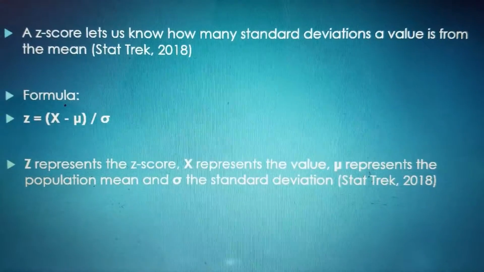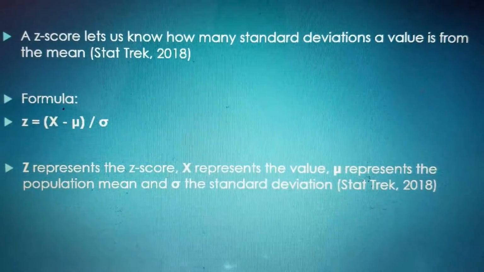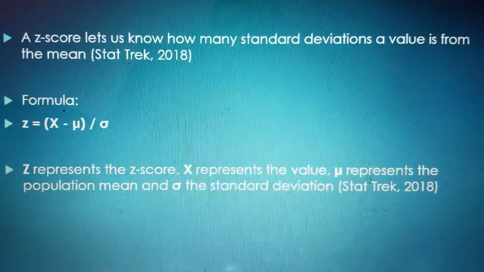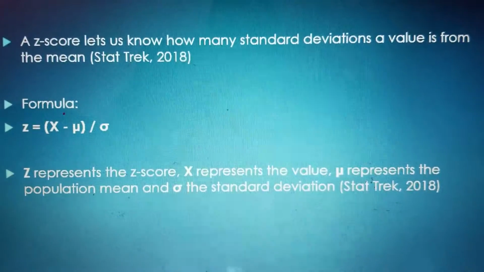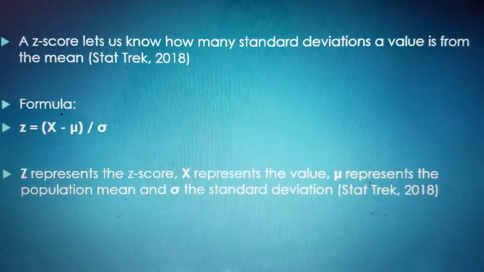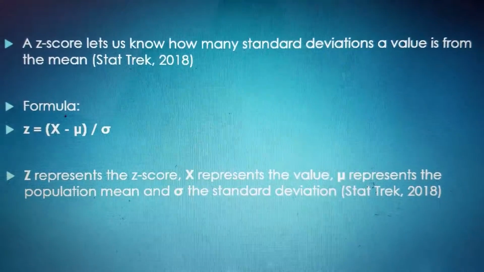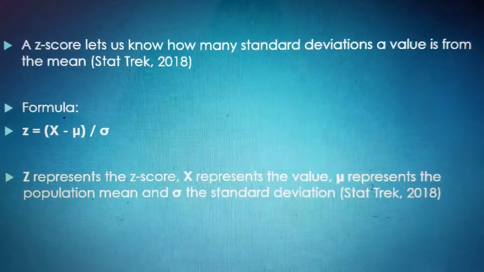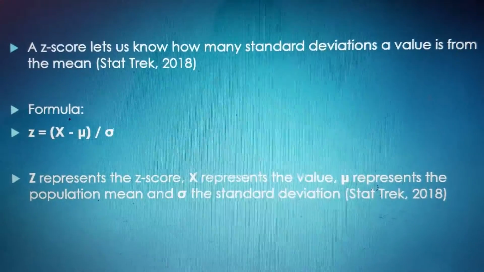So I first want to start off my presentation by talking about what Z-scores are exactly. A Z-score lets us know how many standard deviations a value is from the mean. We do have the formula here for Z-scores, in which Z represents the Z-score, X is represented by the value, μ is represented by the population mean, and that is divided by the standard deviation.